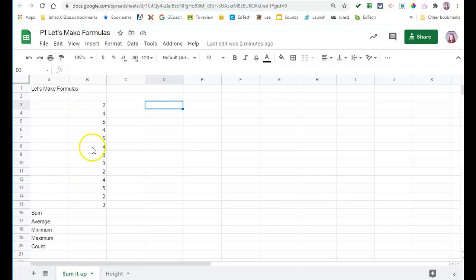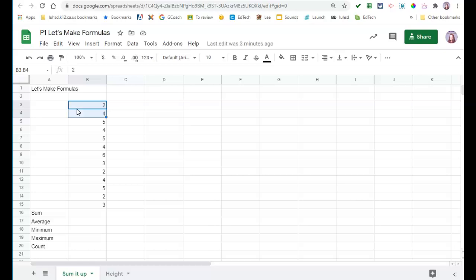Students were asked to add up all these numbers, sum it up, tell me what the numbers are. So take a moment, pause, and see if you can figure out what the answer is if you sum up all those numbers. Now I know that you probably didn't pause the video and sum it up, but I know that the answer is 49. I can click on B3.